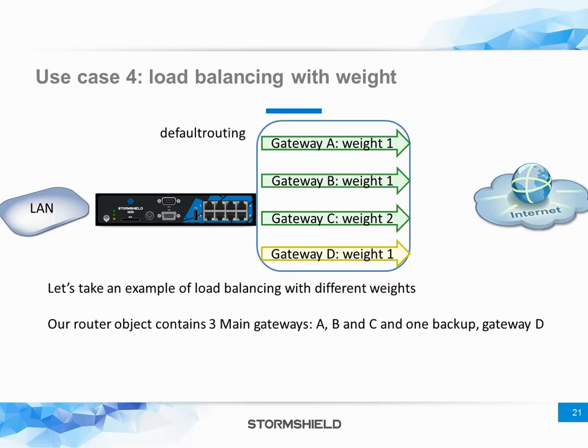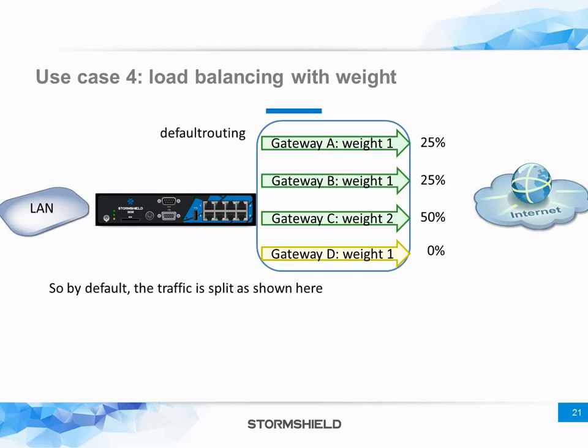The last case I'm going to show you is about the weight in load balancing. Let's take a case where we have 4 gateways. A and B have a weight of 1, C has a weight of 2, D has also a weight of 1, but is a backup gateway, so it will not be used by default. By default, the traffic will be split as you can see on the screen, so 25% for gateway A and B, and 50% for gateway C. 0% for gateway D as it is a backup.